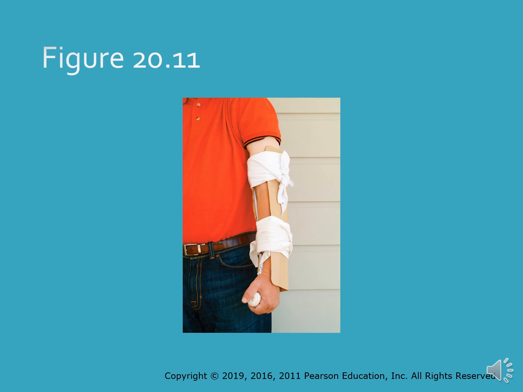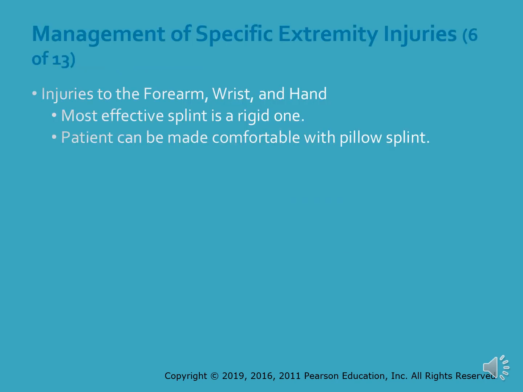Splinting an injured elbow in a straight position using a cardboard splint is just fine. It works great. For injuries to the forearm, wrist, and hand, the most effective splint is a rigid one. The patient then can be made comfortable with a pillow splint. And if needed, you can wrap gauze or cravats around so that it's all in place, so the patient doesn't have to worry about it falling.